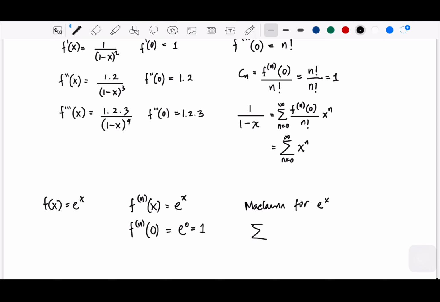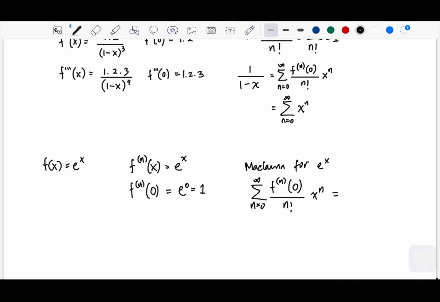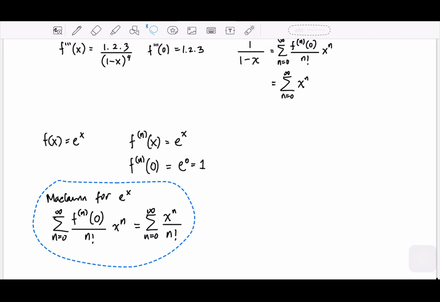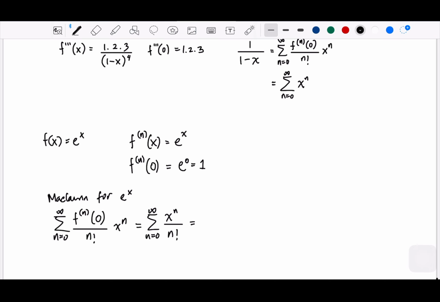So the Maclaurin for e to the x, we can write the sum of f n of 0 over n factorial with x power of n, or simply we can write the sum of x to the n over n factorial. Let me write it down here. So this will be equal to 1 plus x, let me write over 1 factorial so you can see the pattern, plus x squared over 2 factorial.